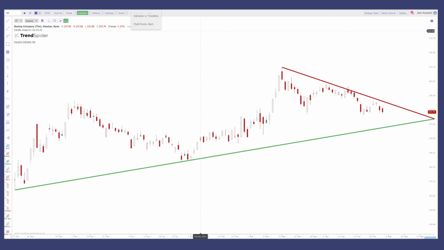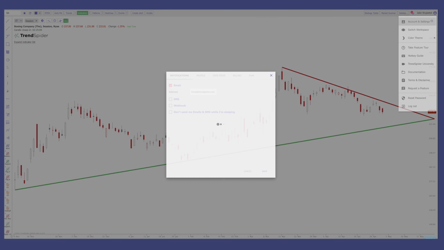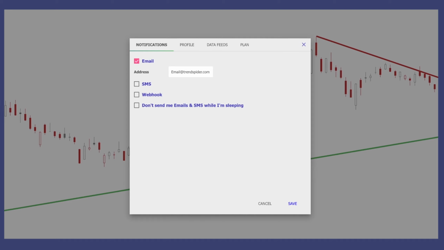Now, before we jump into the different types of alerts, I do want to go over how you can create the different notifications on the platform so you can get an alert through your phone, through SMS, or through your email. So go to the top right, click your name, go to account and settings, and then you'll see this notifications tab pops up. Now, you can either add your email or your SMS or both. So anytime that you see these pink check marks, you'll know that this is now enabled, and you'll get your alert through your email or your SMS, as well as a webhook.